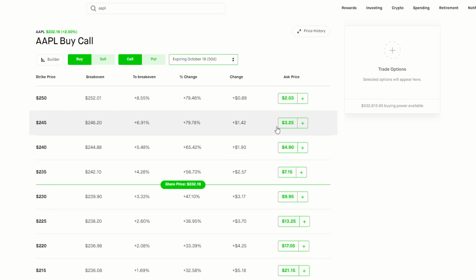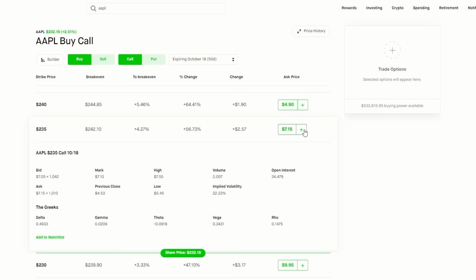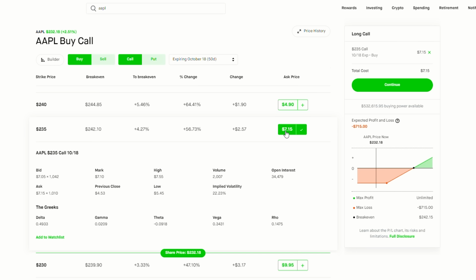All of these strikes, regardless of which option that you pick, gives you control or leverage of 100 shares. Buying a call option gives you 100 shares of exposure. Let's go for the 235 call option. Right here you can see that I can purchase this call option. It'll cost me around $715. Now this gives me the right to buy Apple at $235 per share, and this option expires October 18th.